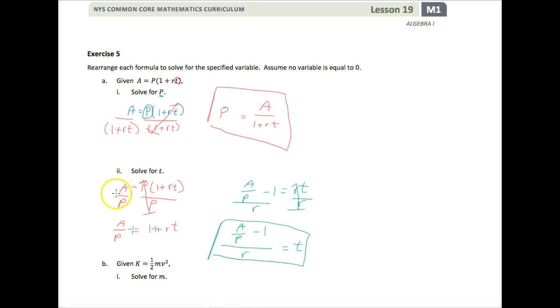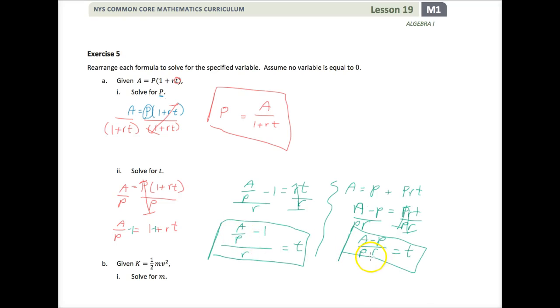If you're wondering if that's the only way to do this problem, the answer is no. I could have distributed. I could have said A equals p plus prt, and then I could have said A minus p equals prt, and I could have divided both sides by pr. We get A minus p over pr equals t. There's a 1 here, another 1 here. Ta-da! Is one answer better than the other? No. Is one easier to understand than the other? Yes, probably this guy.